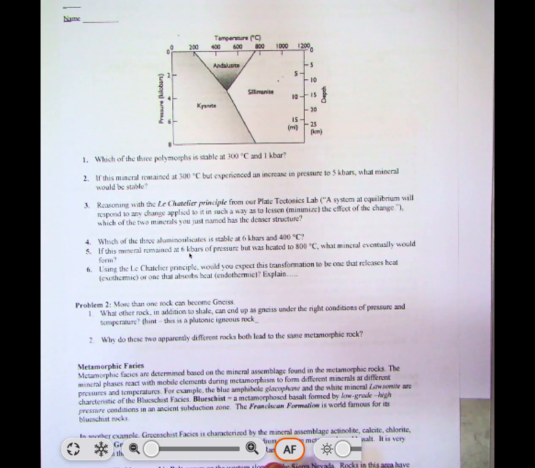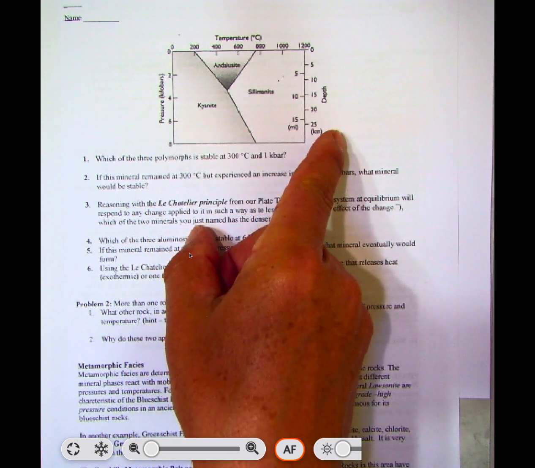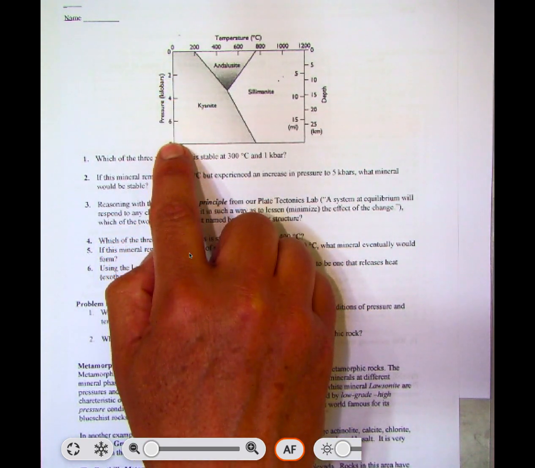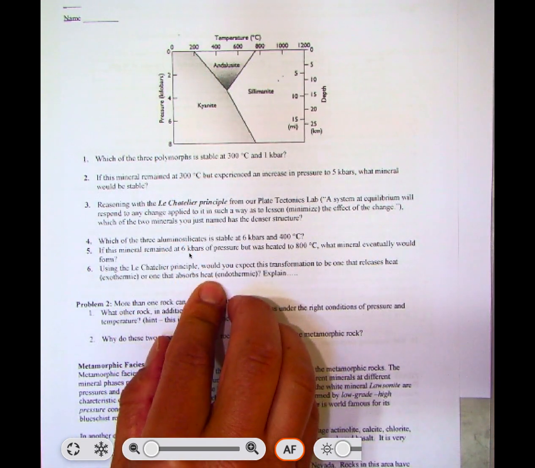And so there's some questions about kilobars. So remember, the kilobars are on the left side here. So the depth is on the right. So when you're looking at kilobars, make sure you use the left side of the diagram here and the temperature. So these are pretty straightforward questions.